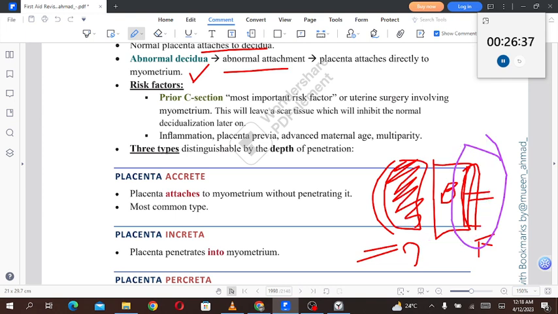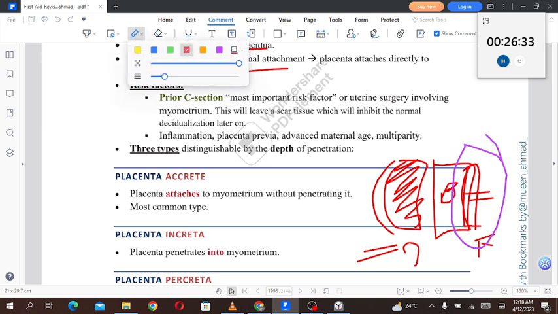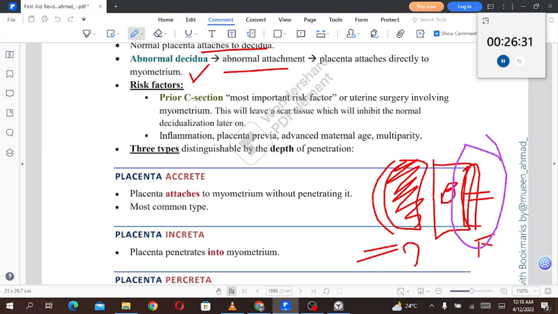Now we'll see those conditions. So starting off with this one. There is abnormal decidua that leads to abnormal attachment, and the placenta attaches directly to the myometrium. Risk factors are prior C-section, the most important risk factor, or uterine surgery involving the myometrium. This will leave a scar tissue which will inhibit the normal decidualization later on.